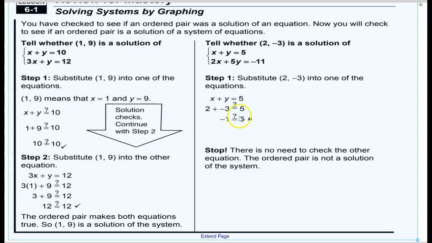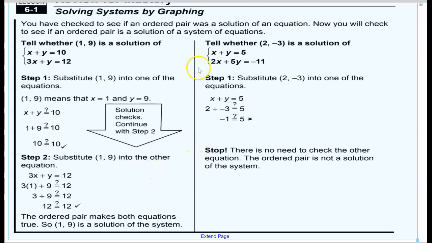Okay, here's another example. We've got 2 and negative 3. We're going to plug those in: 2 for x and negative 3 for y. So I've got 2 plus negative 3. When I add that, I get negative 1. Negative 1 is not equal to 5, so it's not a solution. There's no need to check the second one once you realize the first isn't. So here are the notes and the steps to make sure you're doing it the correct way.